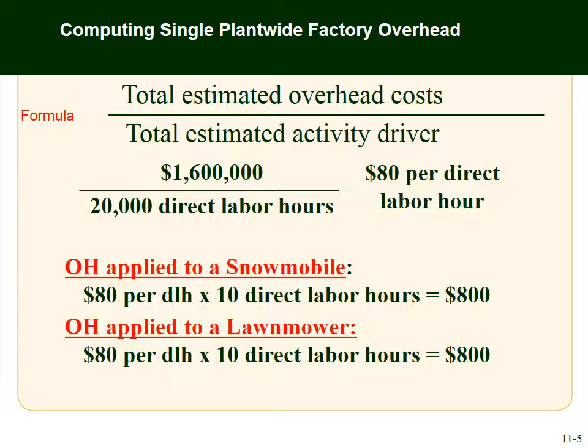From this, we can see that we have decided that for every hour of labor, we're going to charge $80 in overhead. Okay, the labor's easy to trace, materials are easy to trace, but our overhead of 1.6 million will be applied at $80 an hour. And that means that regardless of whether you manufacture a snowmobile or a lawnmower, $800 will be applied.